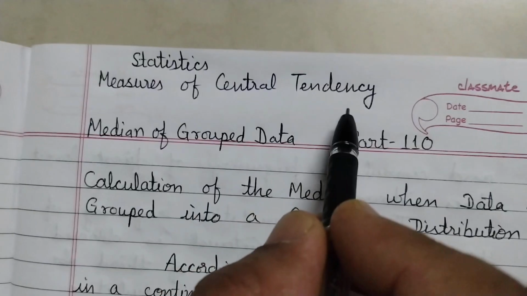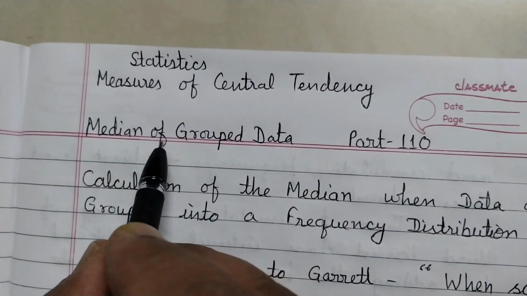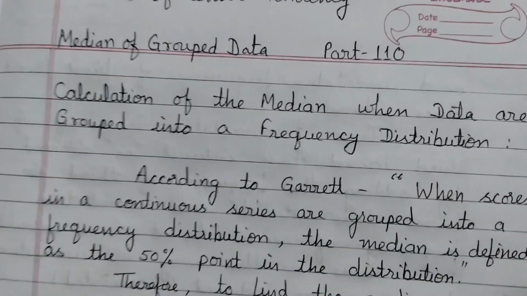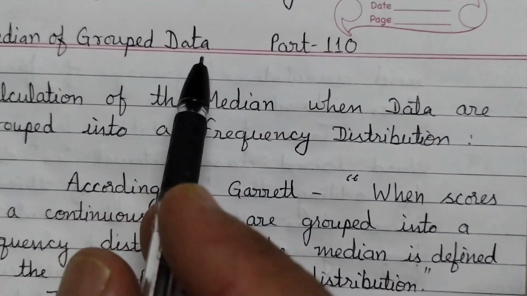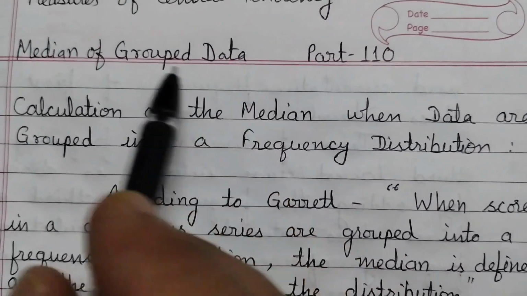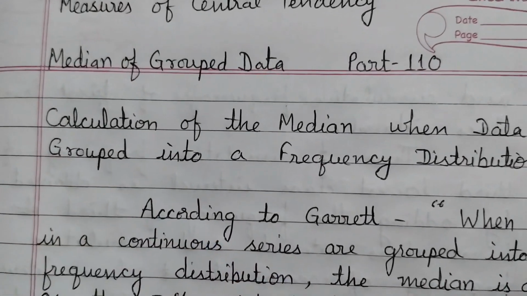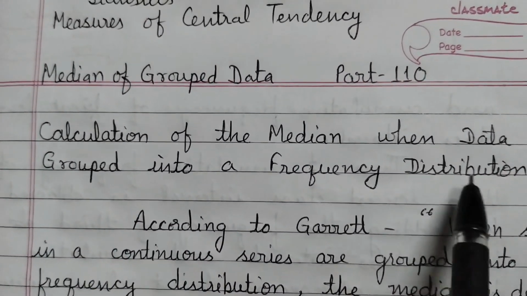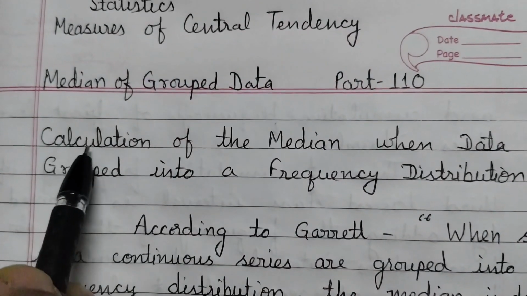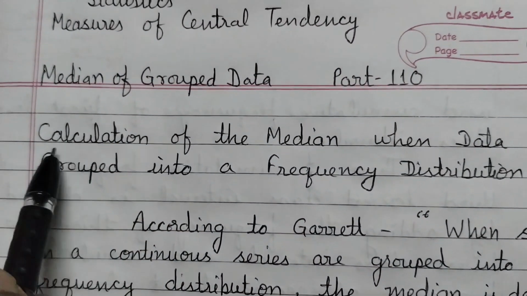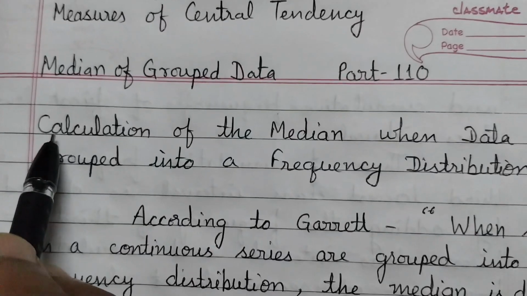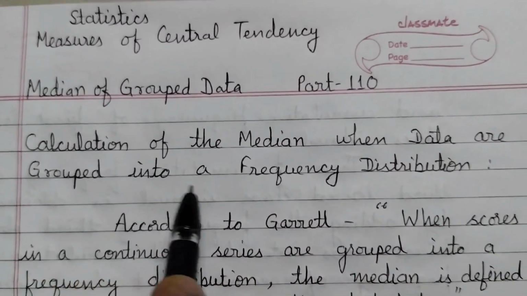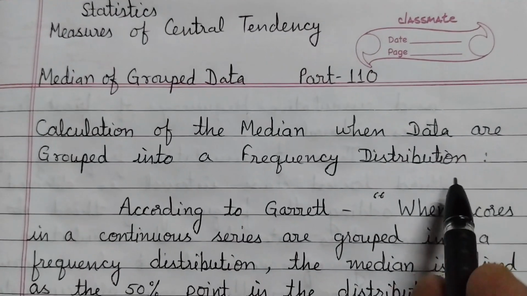Statistics, measures of central tendency, median of grouped data, part 110. In this part, I will cover the theory related to the median of grouped data, and one example will also be taken up to clarify the steps. Calculation of the median when data are grouped into a frequency distribution.